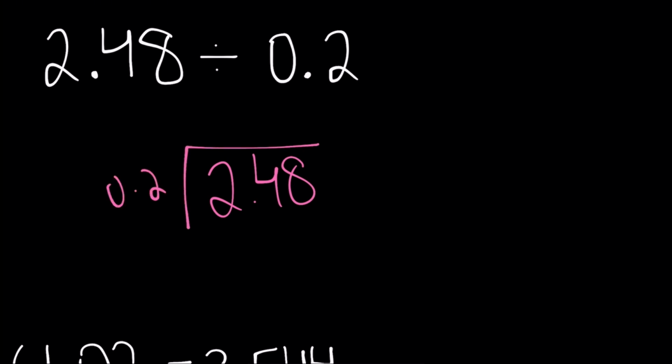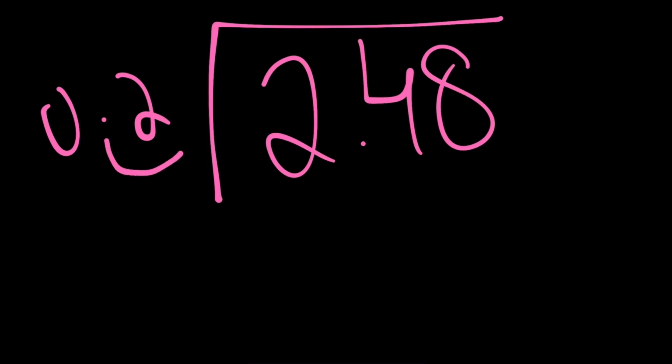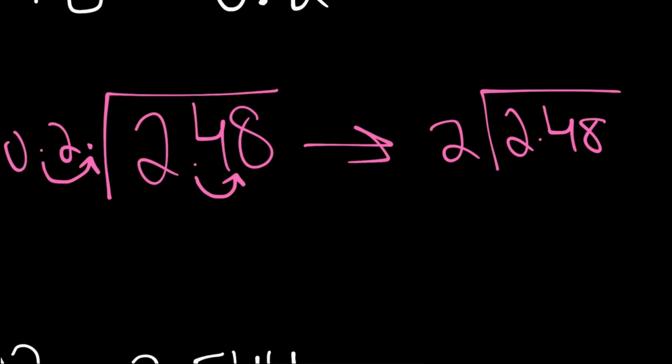So to divide, 2.48 is what we're dividing, and 0.2 is our divisor. But we can't have a decimal as our divisor. So we're going to make this into a whole number. Since we moved the decimal 1 place to get a whole number, which is 2, we're going to move this decimal 1 place as well. Whatever you do on the outside, you do to the inside. So this is what we're dividing. The decimal will stay in place on the top, and we're just going to divide how we normally would.